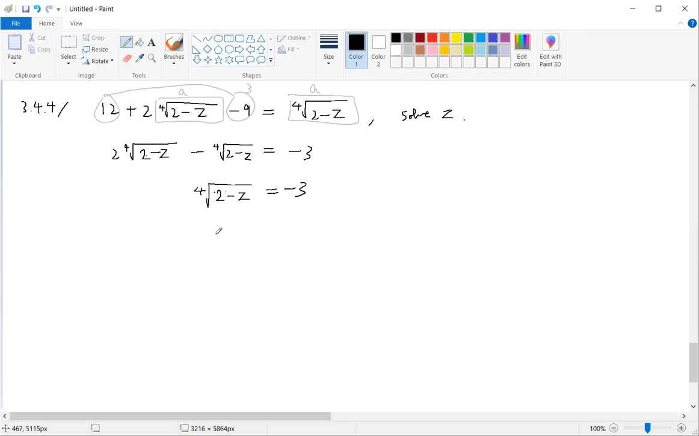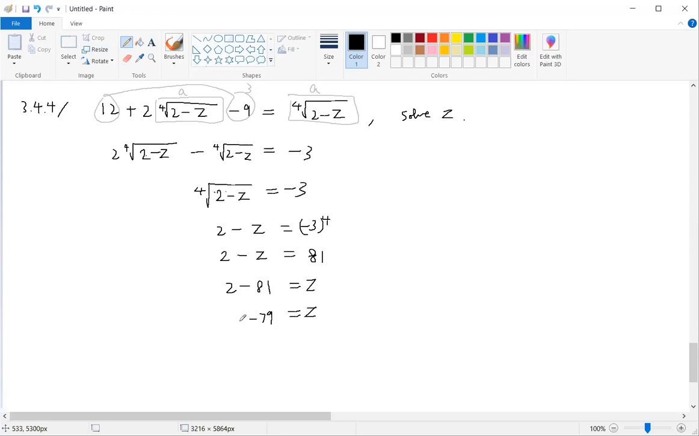So to get rid of the fourth root, raise to the power 4. That's a positive 81. And now move the z over, move the 81 over. So z equals -79.